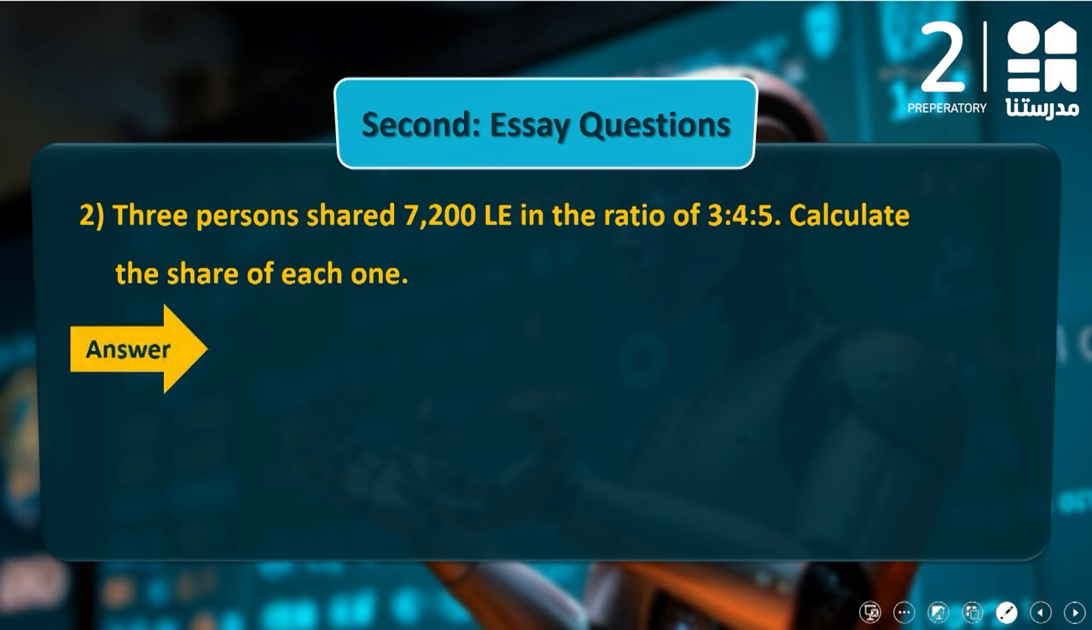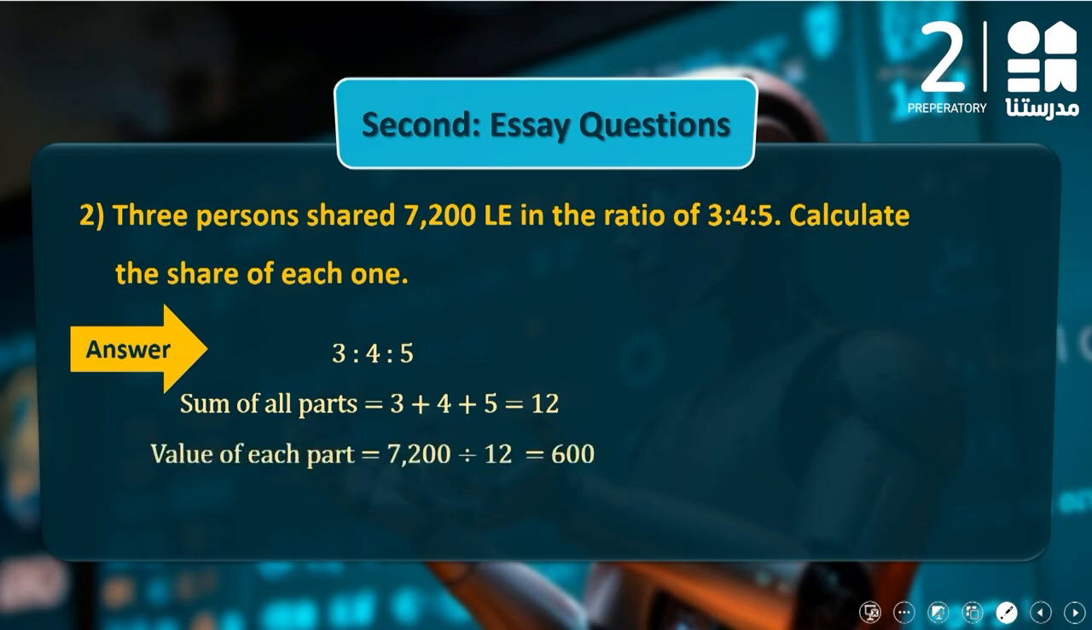How can we use this ratio to calculate the share of each one? First, we have the ratio 3 to 4 to 5. So, to find the sum of all parts equal 3 plus 4 plus 5, and this equal 12. So we have the sum of all parts equal 12. And the value of each part equal 7,200 divided by 12, which is the sum of all parts, and this equals 600.